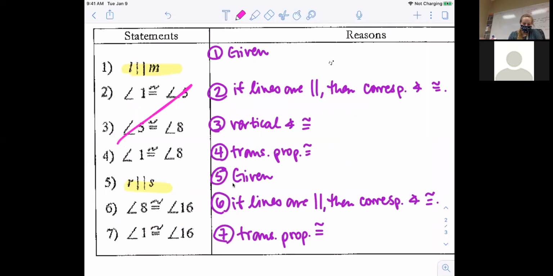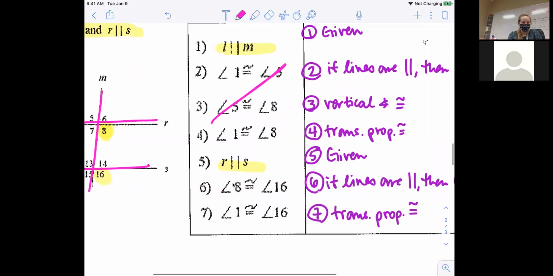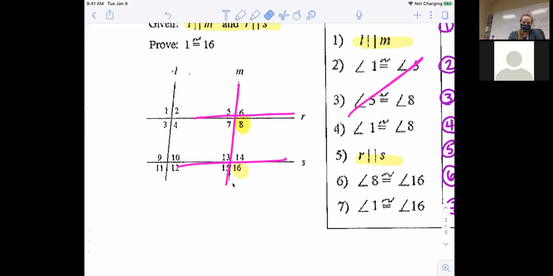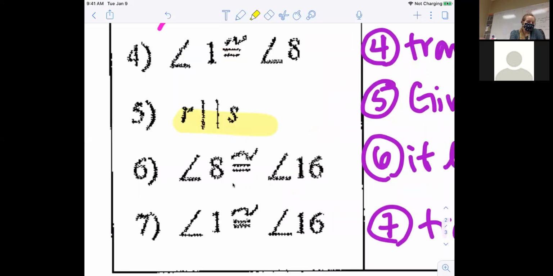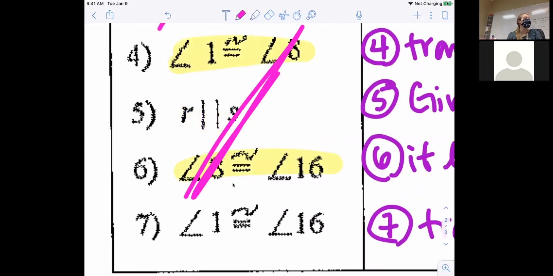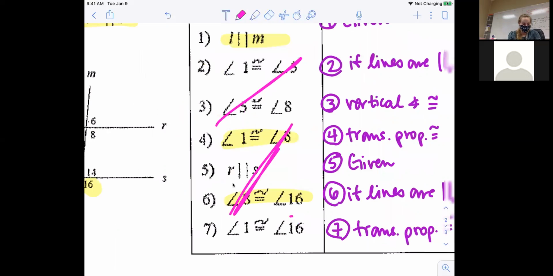And then last, 1 and 16. Now this one, you can't look at your picture and decide how they're related. 1 and 16, there is no relationship between them. They're between 4 different lines and we don't have a name for that. Instead, if I look at all my statements above, I've got 1 is congruent to 8, 8 is congruent to 16. So if both 1 and 16 are congruent to 8, I can cross off 8 and go directly to 1 and 16 are congruent to each other. And that is transitive.